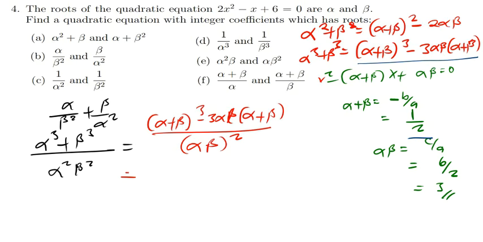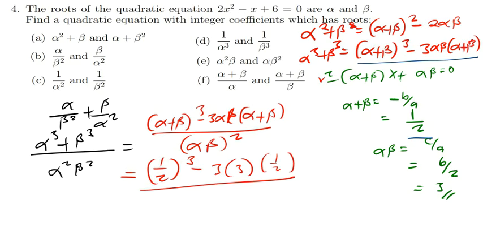Now you can plug in the values. Alpha plus beta is 1 over 2 raised to the power 3 minus 3 times alpha beta, which is 3, times alpha plus beta, which is 1 over 2. Divide that by 3 but square it. So that will be 1 over 8 minus, that is going to be 9 over 2. Then you divide that by 3 squared, which is 9.